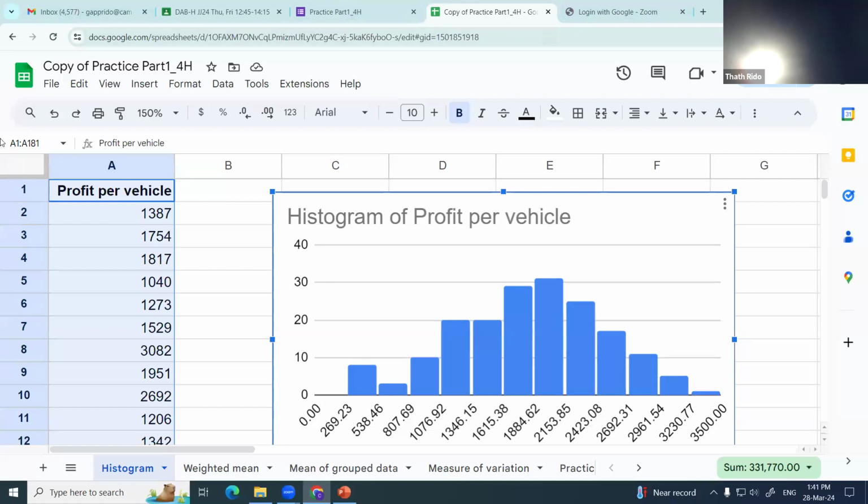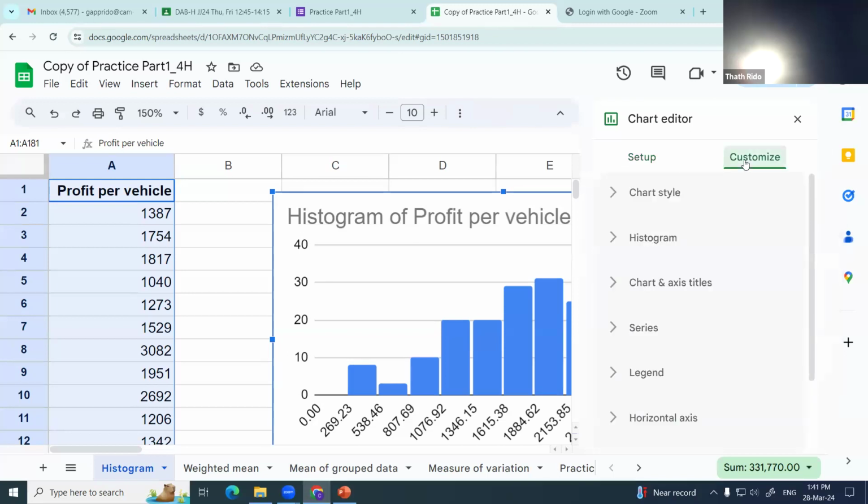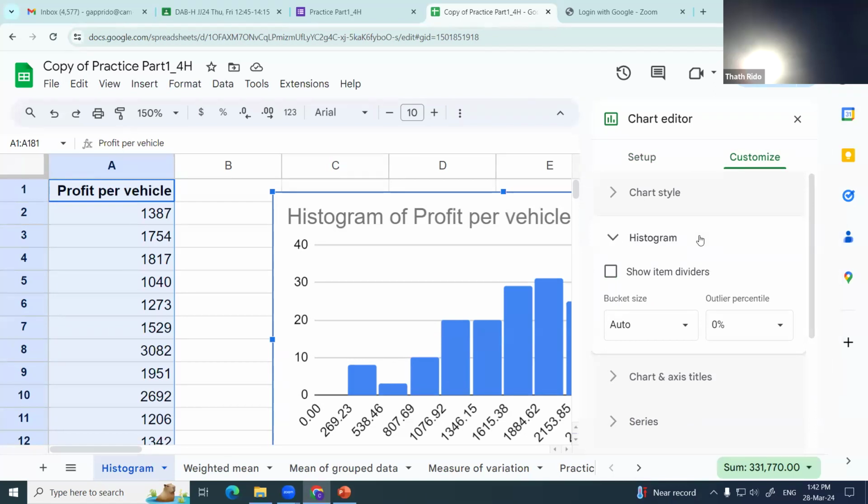You can click the 3 dots and edit chart, then go to customize and histogram. There is an option called bucket size. In the PowerPoint it said that the bucket size should be 500, and in our example the value of the bucket size is 500. So change it from auto to 500, just type 500 and enter.